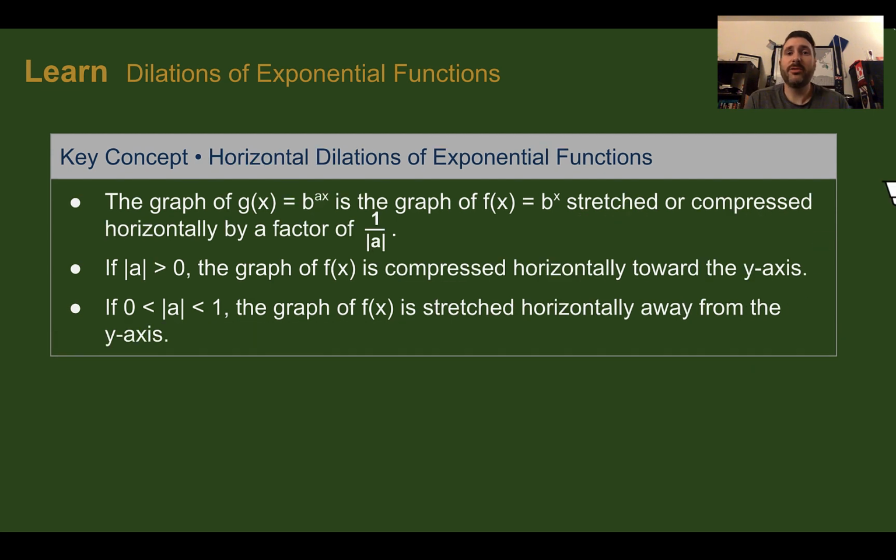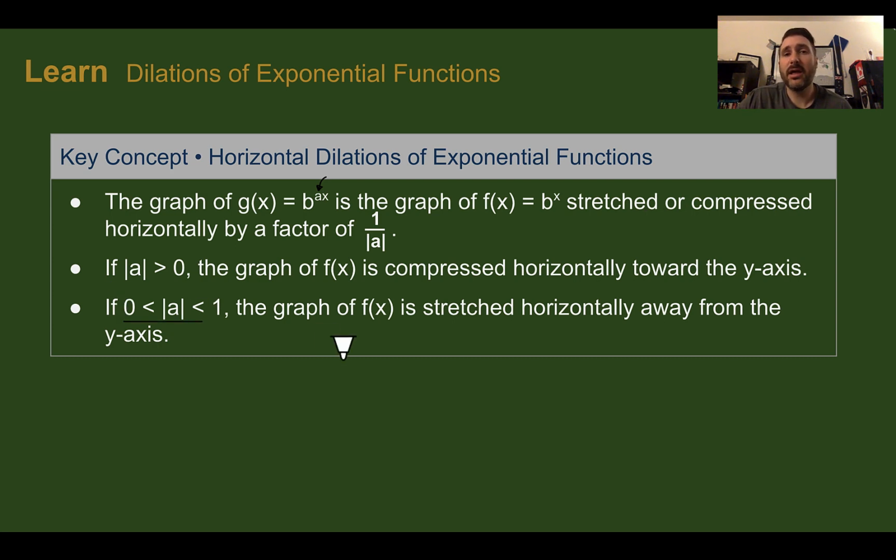For horizontal dilations, it's either being stretched or compressed toward or away from the y-axis. And for horizontal dilations, it's going to be up here in the exponent. If the a value here is greater than 1, like this one would be 2, then it's being compressed horizontally towards the y-axis, which actually means it's going to go up or down faster.